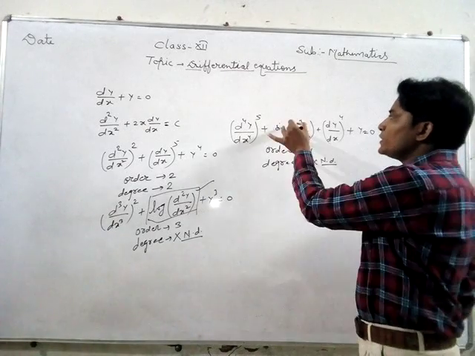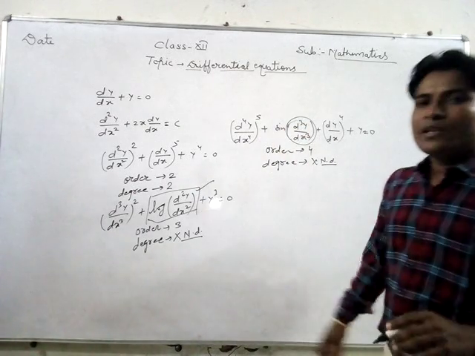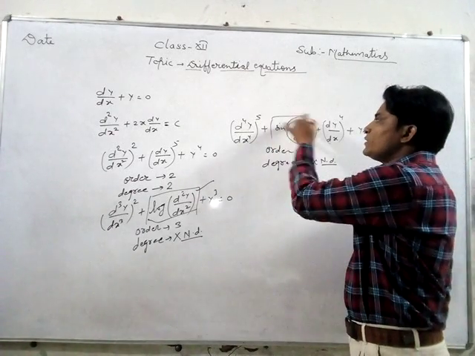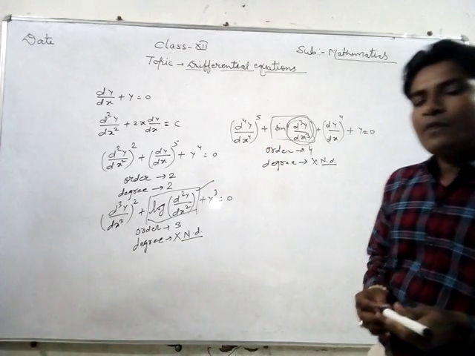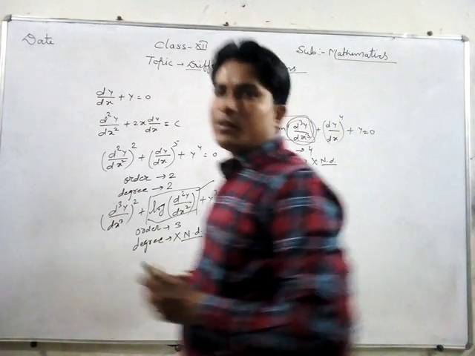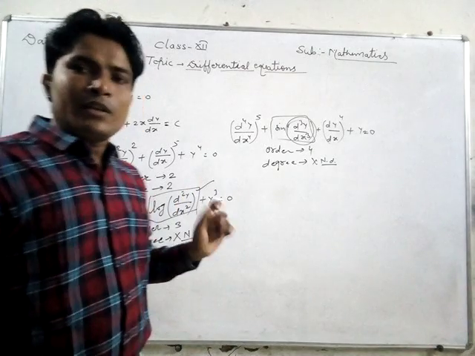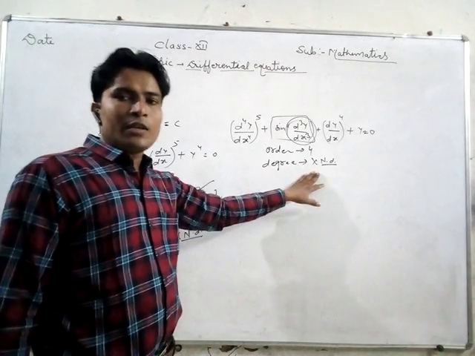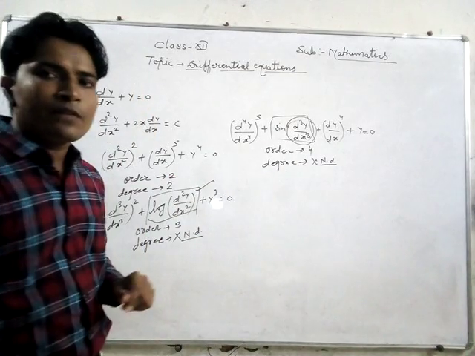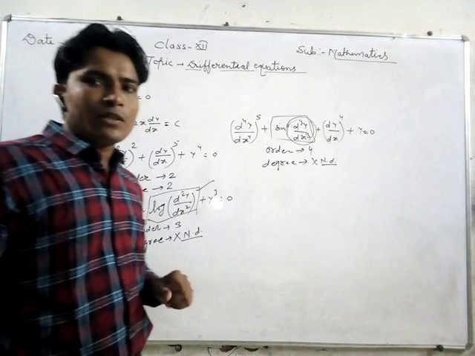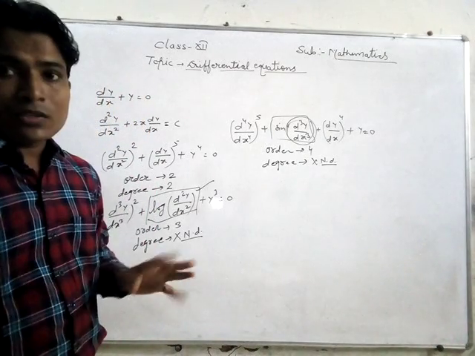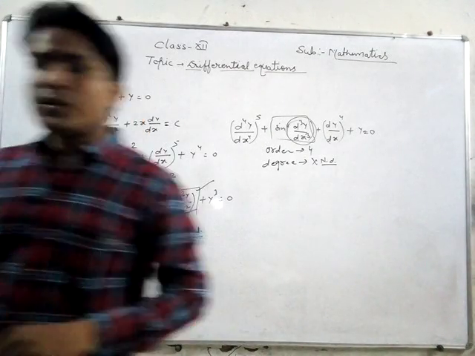Why? Because here a derivative of this differential equation is inside the sine function. If the derivative is given in a trigonometric form, then we cannot define the degree. So the degree is mostly not defined, while the order is still defined for the differential equation. I hope you understood what the order and degree are. Okay.